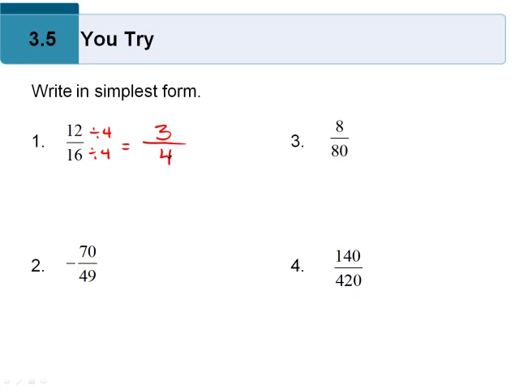Okay. Now, negative 70 over 49. I see 7 as a common factor there.